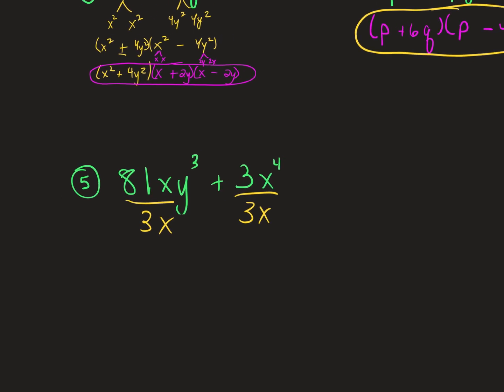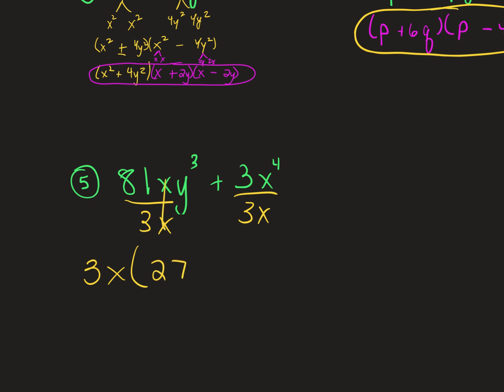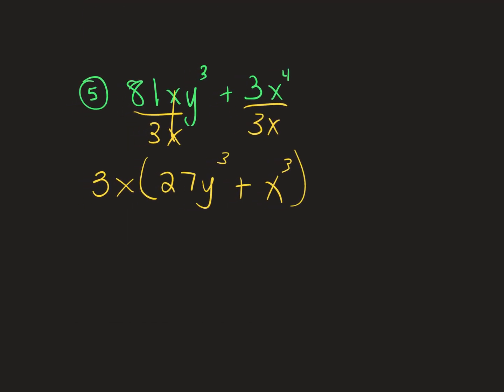All right, so when I divide out my 3x, it comes out in front here. 81 divided by 3 is going to be 27. My x's will cancel, and I have y cubed. Plus 3 divided by 3 is 1. X to the 4th divided by x is going to leave me with x cubed. So now we say, okay, can I factor any more? I know this isn't the difference of anything, but do I have the perfect cube pattern?